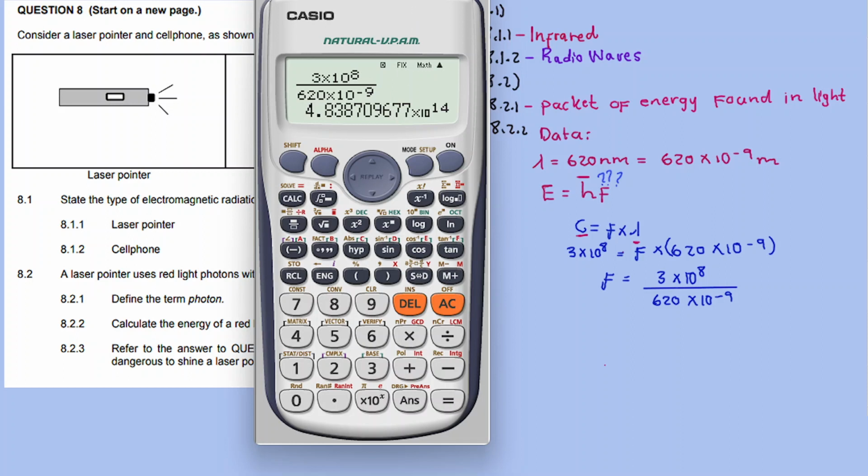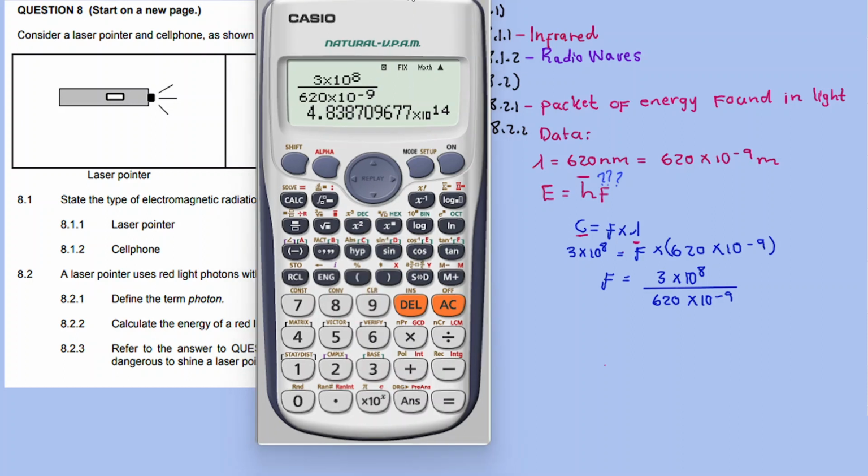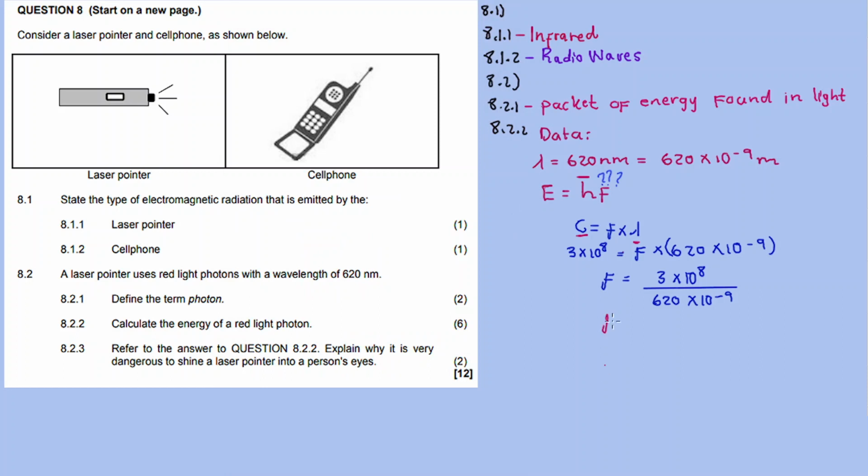So our answer is 4.84. Frequency is equal to 4.84 times 10 to the exponent 14 hertz. So now we have our frequency.